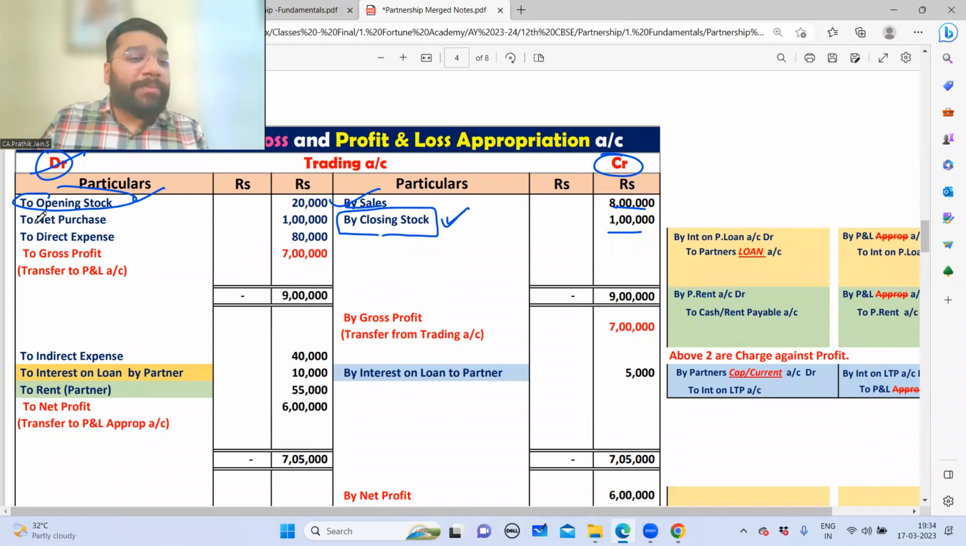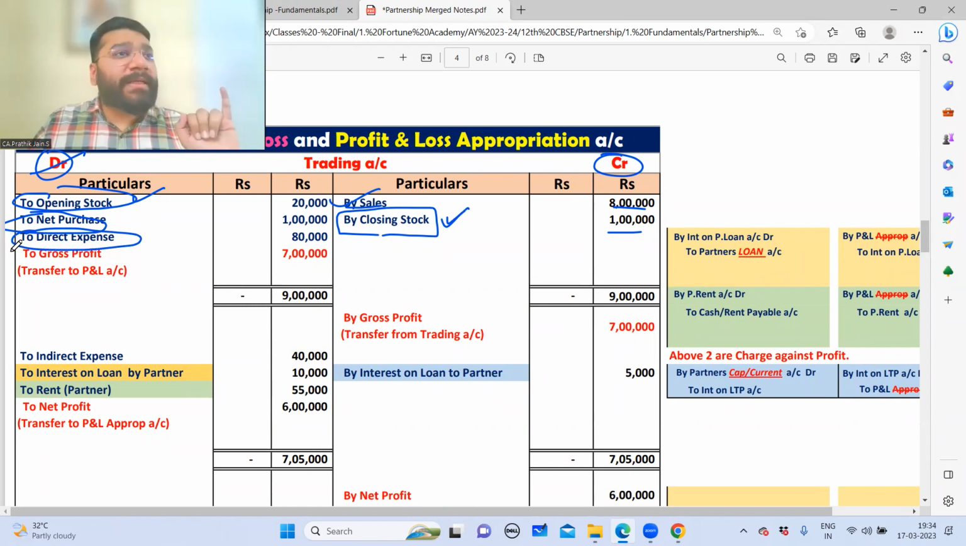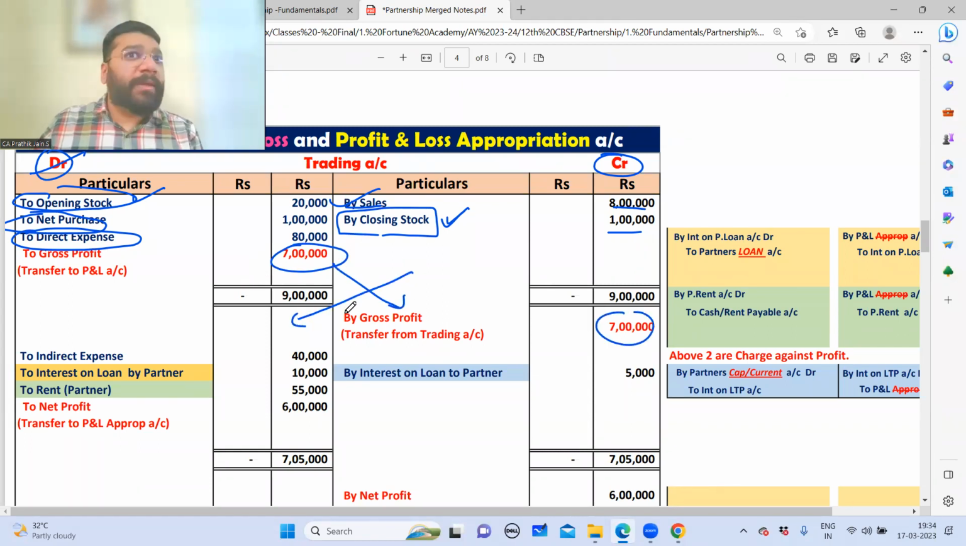So on the debit side, what do you capture? Net purchases, purchases minus purchase returns. And direct expenses means what? All the expenses relating to manufacturing, plus all the expenses incurred in relation to buying of goods and raw materials. So these are direct expenses. We have studied this in 11th standard. This will give birth to gross profit or gross loss. Gross profit will come here; gross loss will come here.